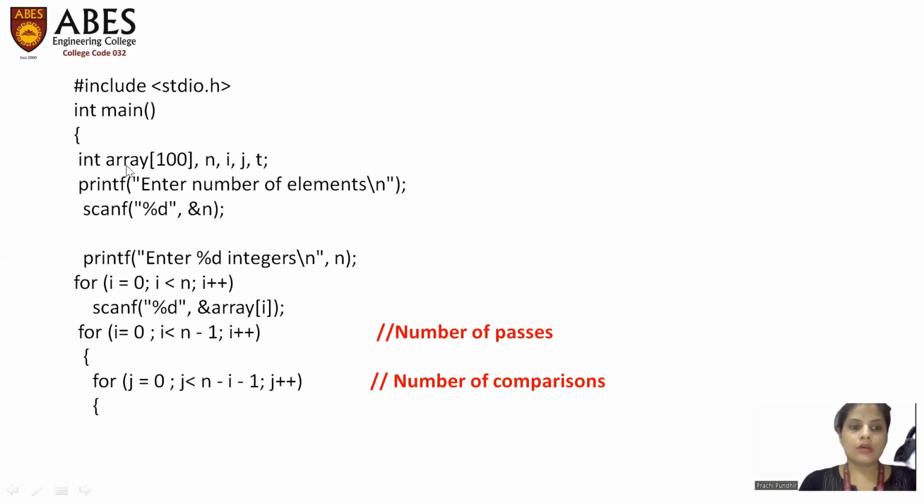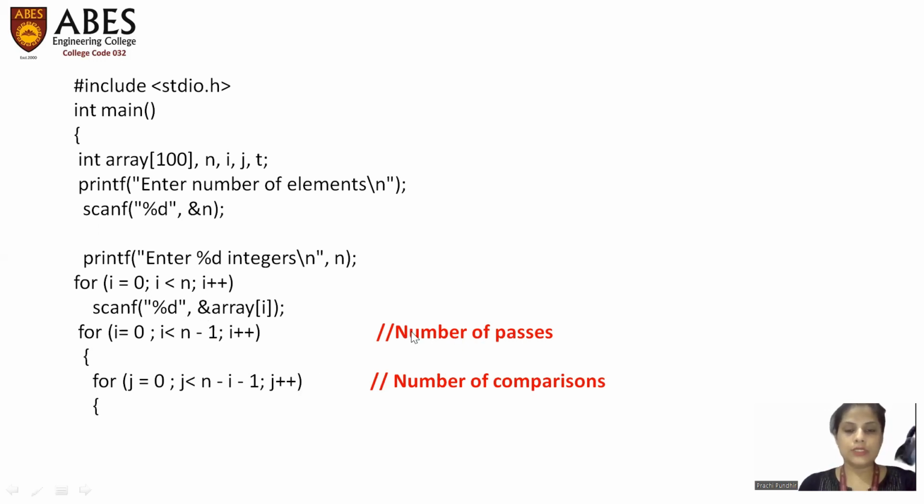Now, one array is initialized with the name array, and the total maximum size of the array is 100. i is for the number of passes and j is for the number of comparisons. n is the number of elements. Enter the number of elements, &n. Now we need to initially input the elements, so we need to use the scanf function for the elements, like this.